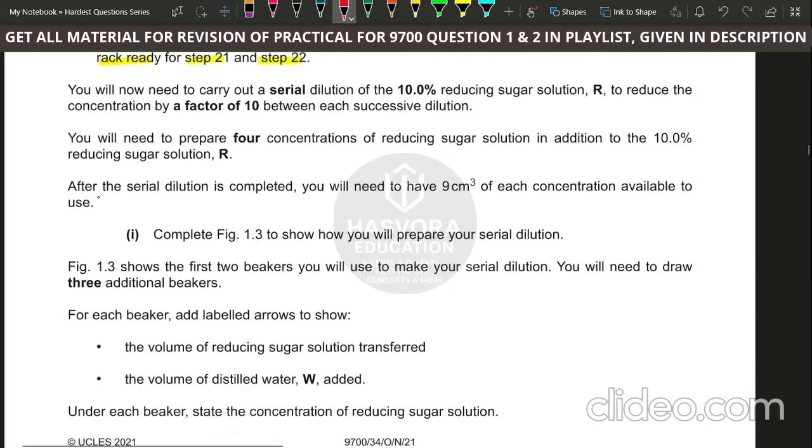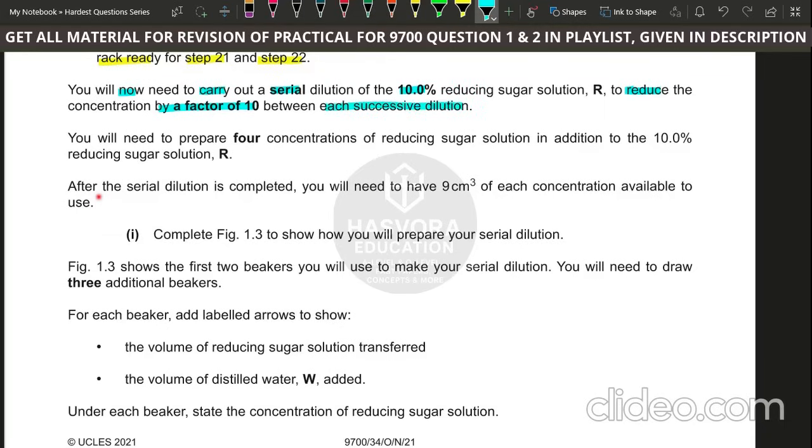Now what we are doing right now, you will need to carry out a serial dilution. Serial dilution generally means halving the concentration at each successive dilution. For example, if you have 10%, you have to reduce it to 5%, then 2.5, then 1.25, then 0.625, like that. But here you have to reduce the concentration by a factor of 10. So just be vigilant that you read the question properly, because he can demand anything. Reduce the concentration by a factor of 10 between each successive dilution.